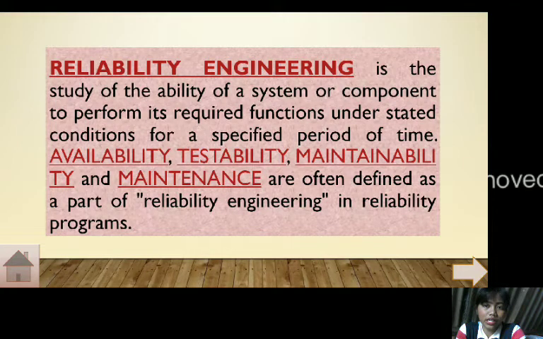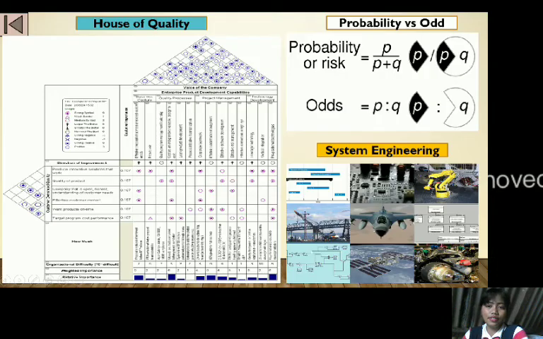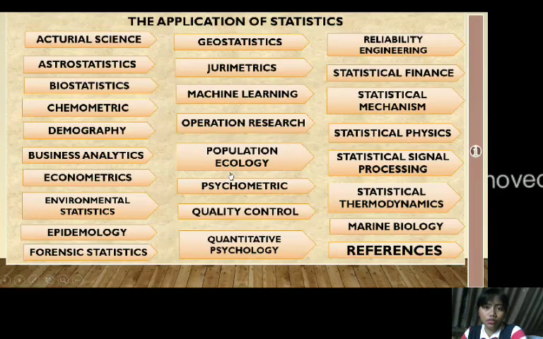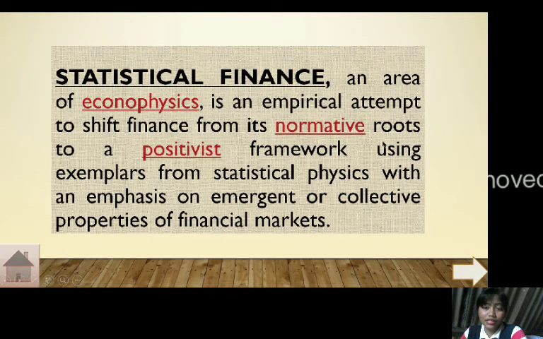Reliability engineering deals with the prediction, prevention, and management of high levels of lifetime engineering uncertainty and risk of failure. So that is the use of statistics here. Here are the examples: the house of quality, the probability versus time, and the system engineering. So this is statistics.